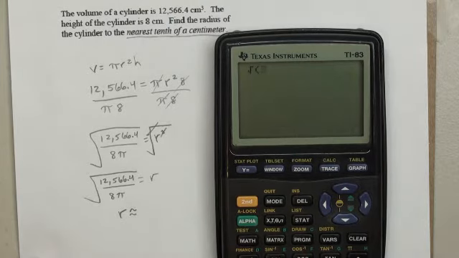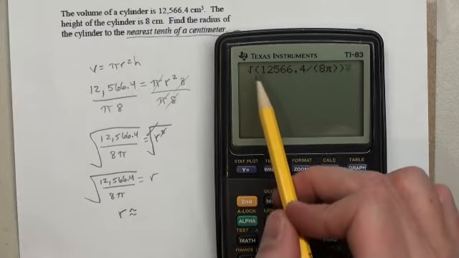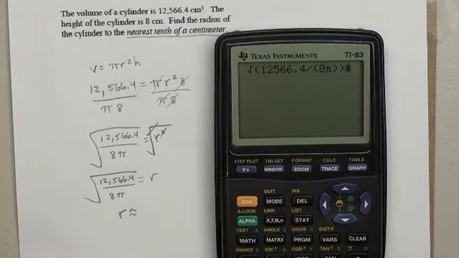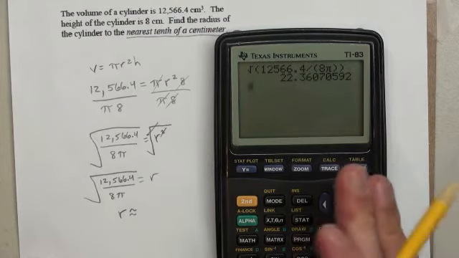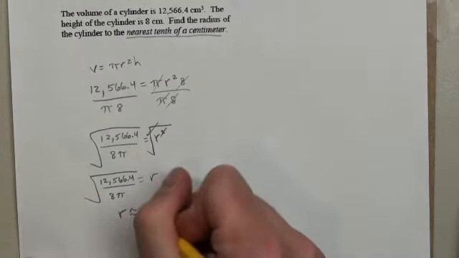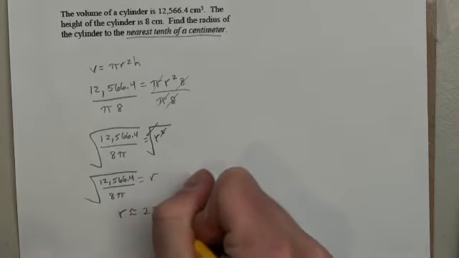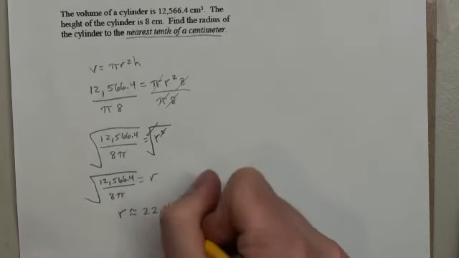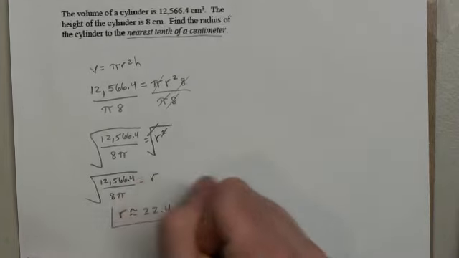So R is approximately, watch how I plug this in again, square root 12,566.4 divided by parentheses 8 pi, close the parentheses around the 8 pi and close the first parenthesis at the beginning of the square root symbol. Round to the nearest tenth, 22.4. Approximately 22.4 centimeters.